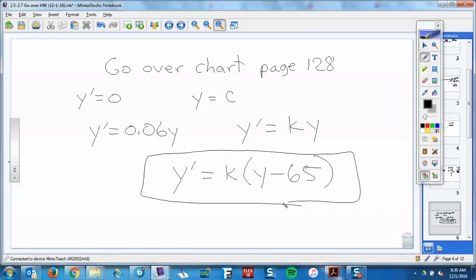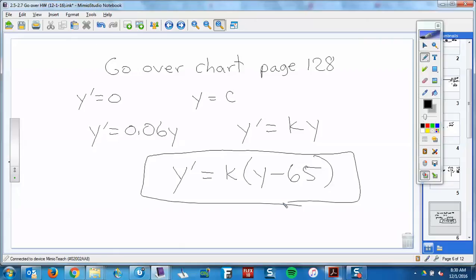What's Y prime? No, it's not decreasing. Careful what you're saying. What's decreasing? Which is what variable up here? Y. Y is decreasing. Think of the chart. Y is decreasing. So what's Y prime got to be? Y prime's got to be negative. We know this is positive, so the only way these two sides are equal is if K is negative.